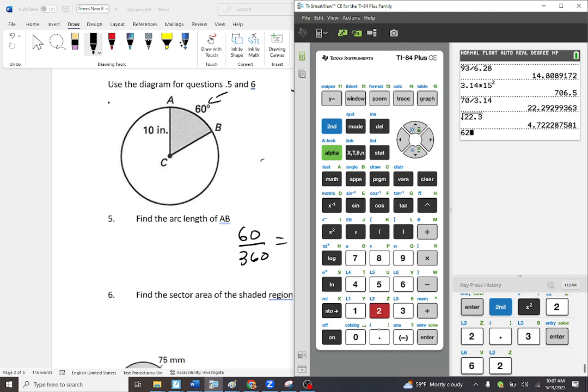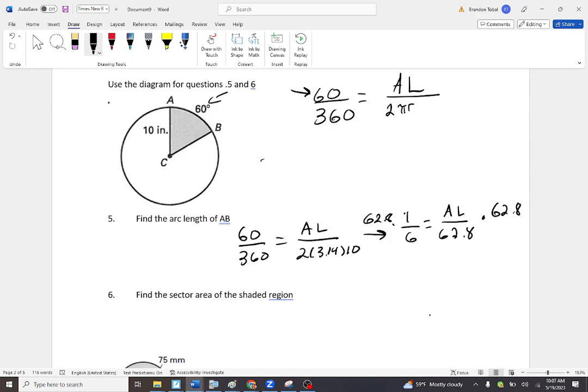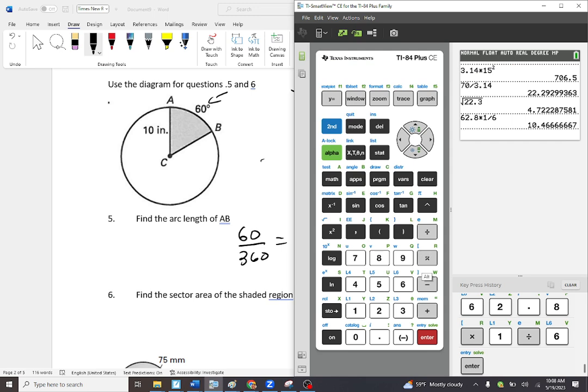So 62.8 times 1 divided by 6 is going to be... You don't want to write 0.666 because that's not correct. It's technically 0.66 forever. So just use 1 over 6 in that case. And then your answer would be 10.5.